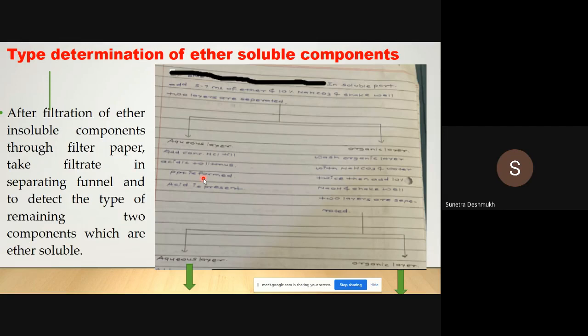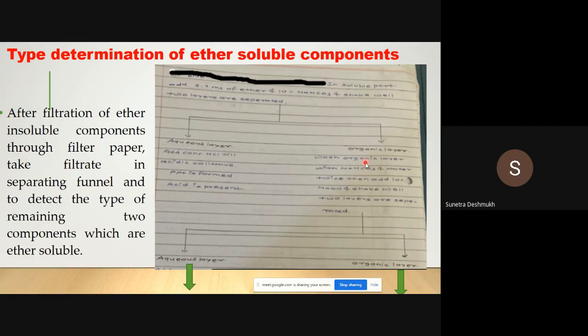So up to now we have identified one ether soluble component. Still one component we have to identify. We still have the ether layer in our hand, that means the organic layer. In that organic layer, the next test is whether phenol is present or whether base is present. So we still have three possibilities: phenol, base, or neutral. We have to check for these three things.